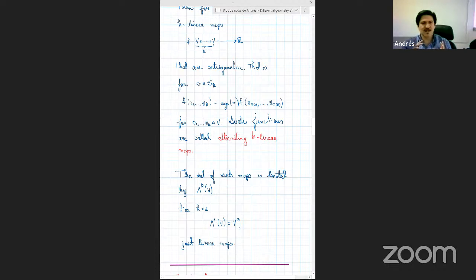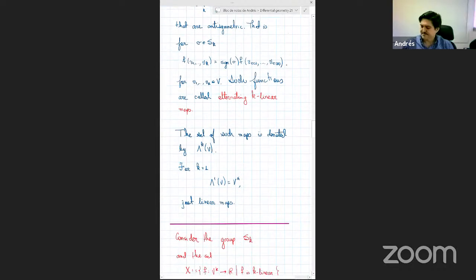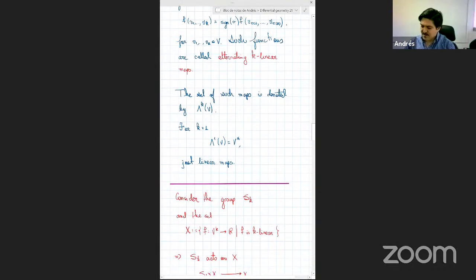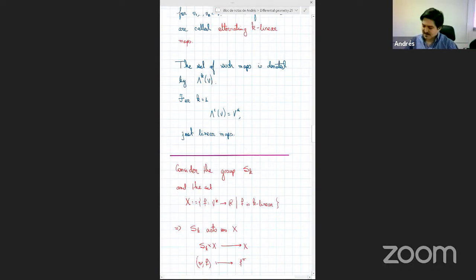Now, I'm going to give an alternative description of this using the same group, the permutation group, but using the concept of an action of a group on some space. So now I'm going to just consider k-linear maps. I have the set of k-linear maps, and I have the permutation group of k letters. Then this group acts on this space. I have an action. If I take a permutation and a linear map, I'm going to obtain a new k-linear map.